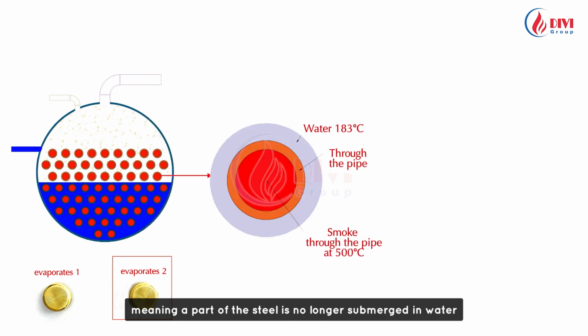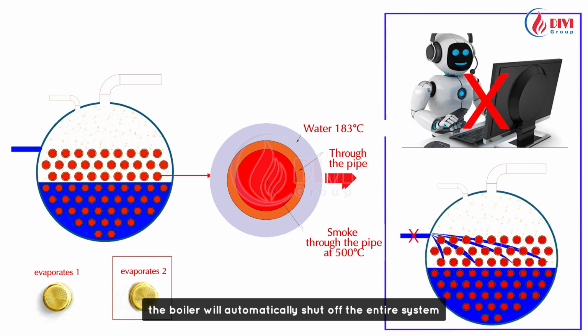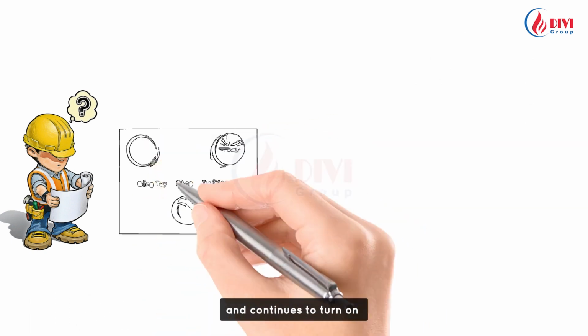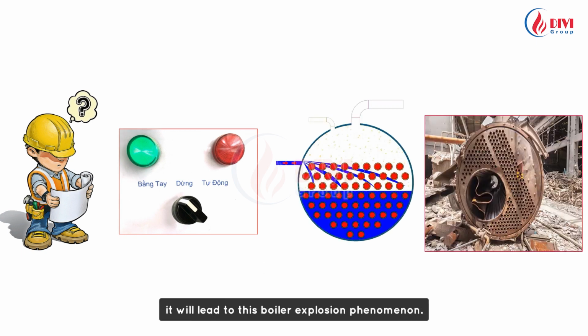Therefore, when the boiler runs out of water, meaning a part of the steel is no longer submerged in water and comes into contact with flames or high-temperature smoke, the boiler will automatically shut off the entire system and cannot operate in automatic mode, to prevent pumping cold water into the furnace. In this situation, if the operator lacks knowledge and understanding of boiler operation and continues to turn on the manual pump to pump cold water into the furnace, it will lead to this boiler explosion phenomenon. This is the most common scenario currently.